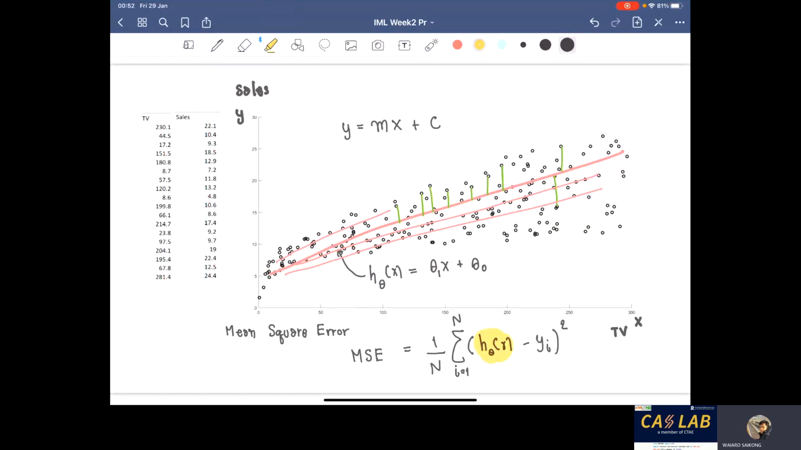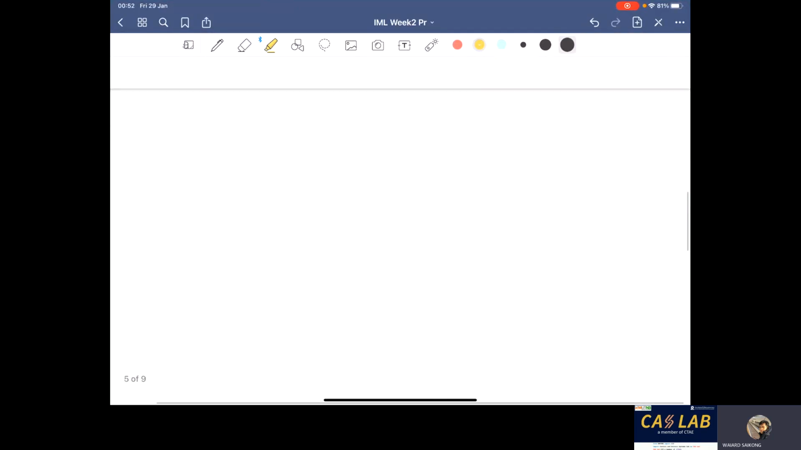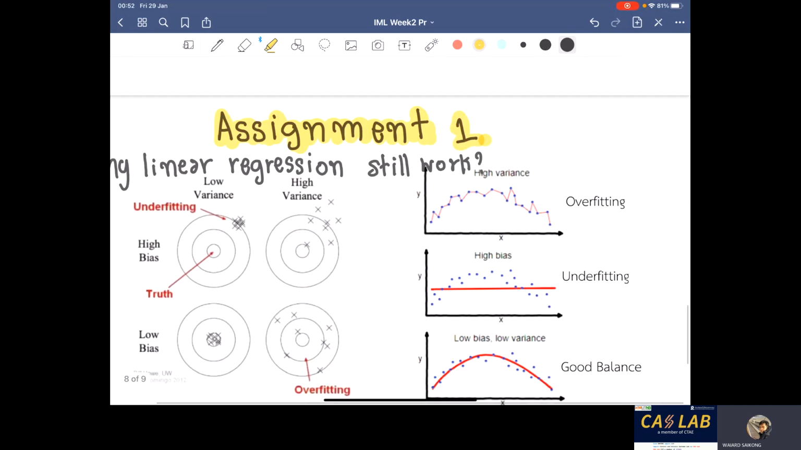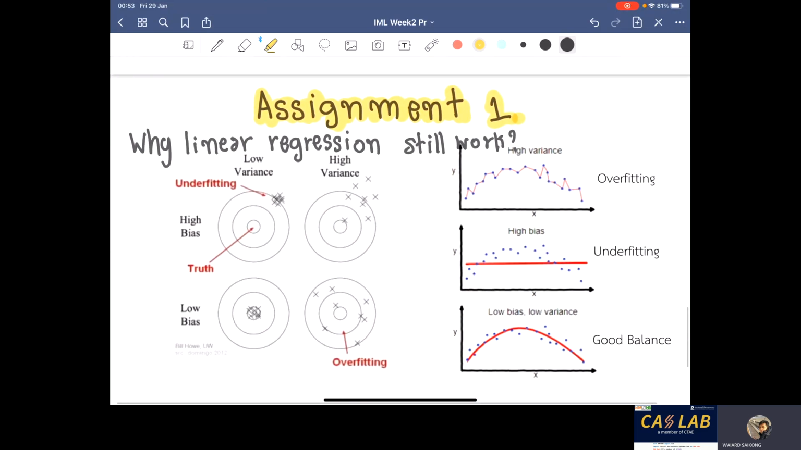We're back here. For our assignment 1, why does linear regression still work? The question is why we don't use a more sophisticated or more complex equation to fit our data, like a high degree polynomial or maybe an exponential equation. Why is the linear equation still working for machine learning?